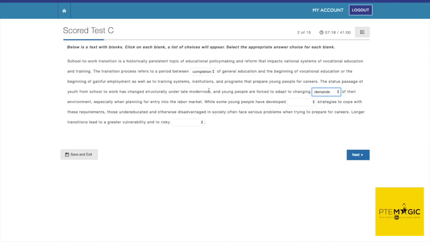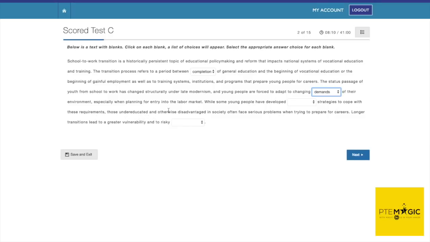Demands of the environment. Obviously, environment means the companies, they're asking for higher skills and more knowledge, for example. So they're demanding something from you. But these demands are constantly changing, so people need to adapt to these demands. Okay, why some young people have developed strategies to cope with these requirements.